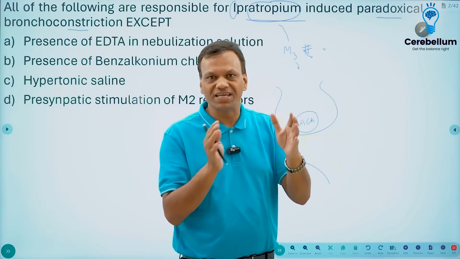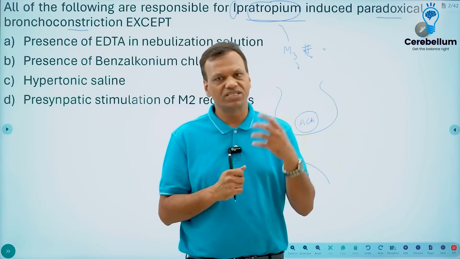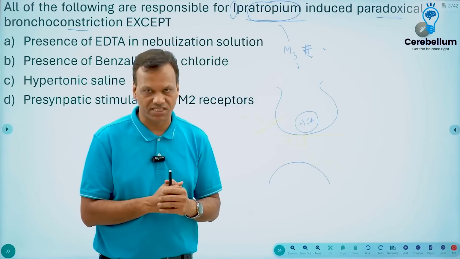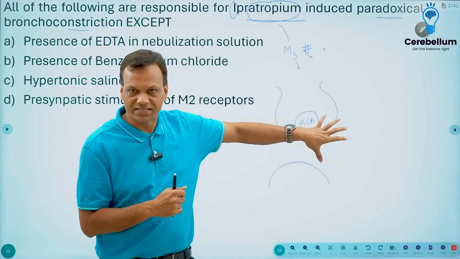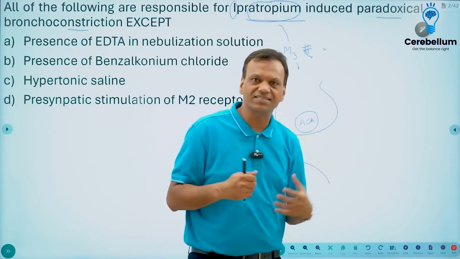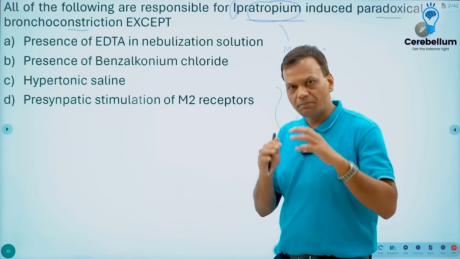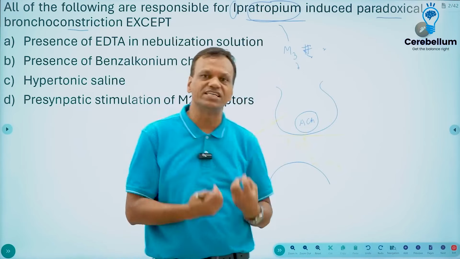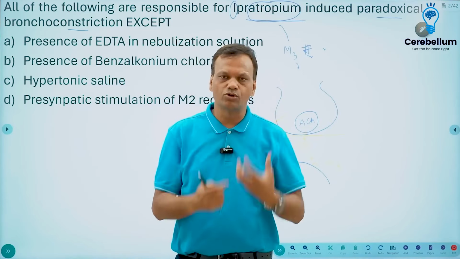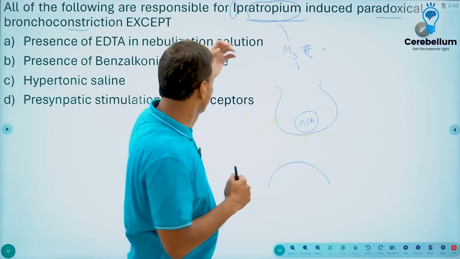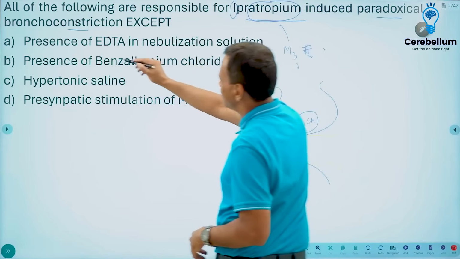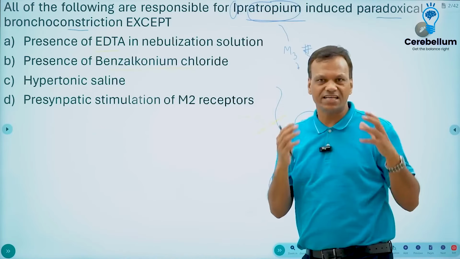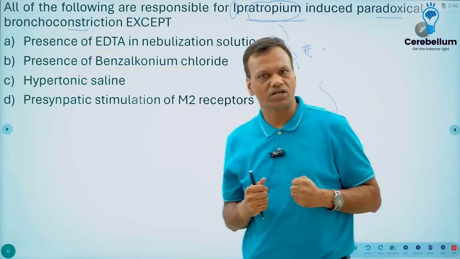Ipratropium can block the presynaptic M2 receptor, which can result in enhanced release of acetylcholine that can cause bronchoconstriction. So this is the primary reason. Now, apart from this, the other reason is that there may be some impurities in the nebulizing solution. Those impurities include EDTA and benzalkonium chloride. These irritate the respiratory pathway, which can result in bronchoconstriction.